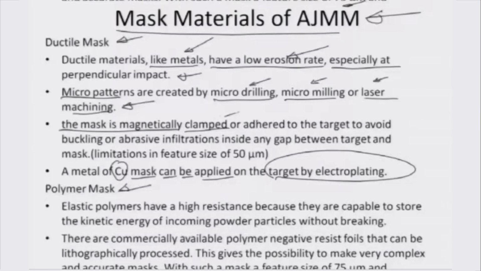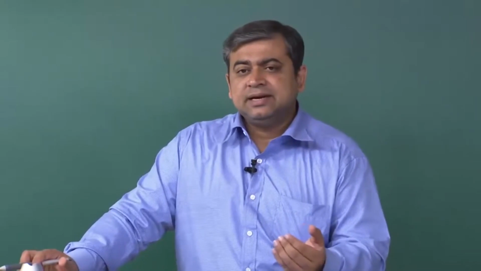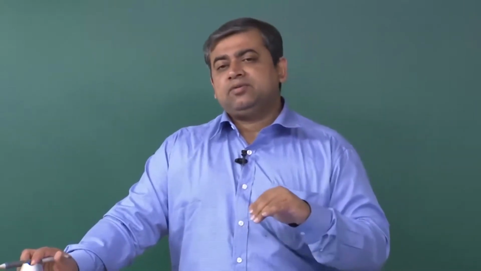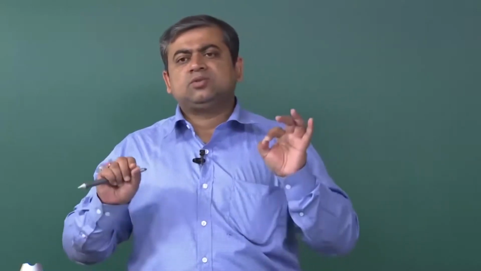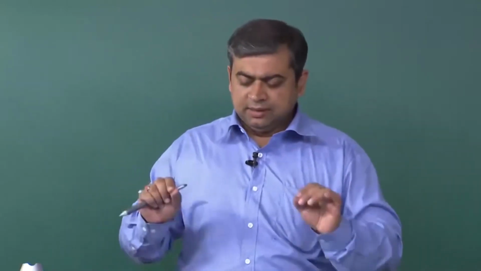So, the mask is magnetically clamped or adhered in this case to the target to avoid any buckling or infiltration issues associated with the abrasive, and the whole micro machining would spoil if there is some kind of infiltration, particularly in the gap between the mask and the substrate surface. So, you avoid any such intrusions of an abrasive particle, and you have to really ensure that the mask does not buckle, it sits straight flat on the surface, there is no gap whatsoever at any place, because otherwise it is going to damage the resolution at which you are doing the micro machining.